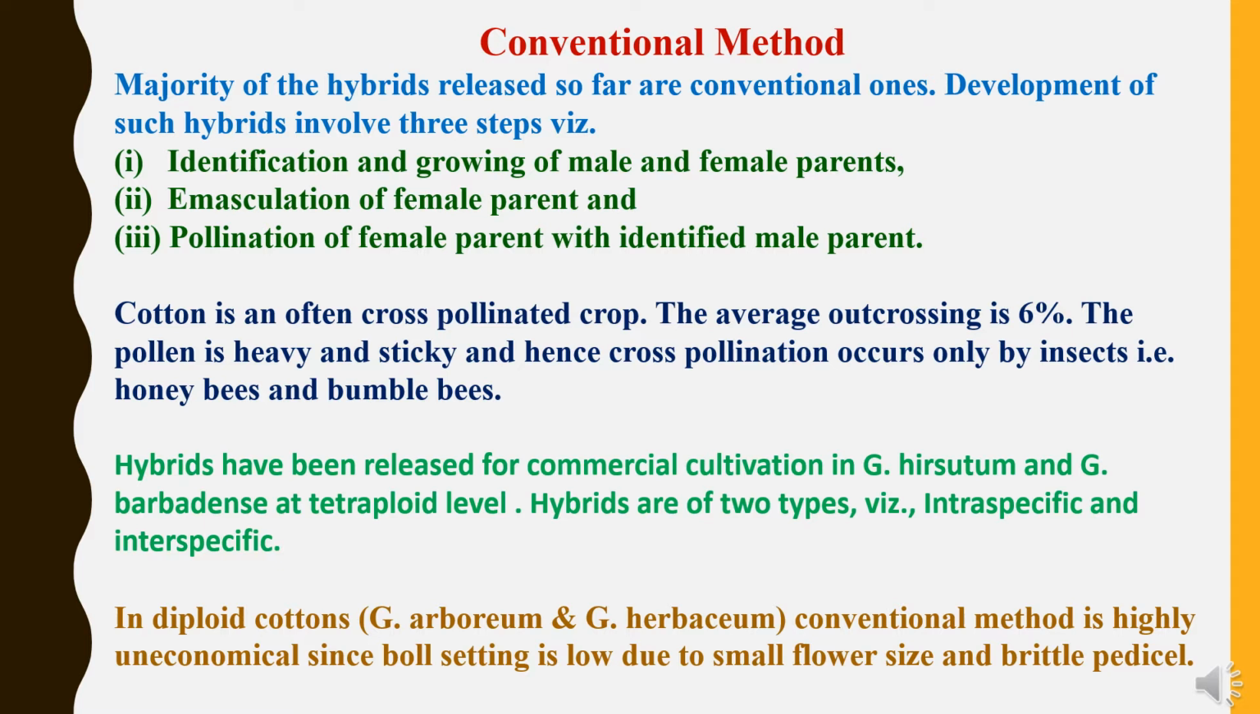These hybrids are of two types: intraspecific and interspecific. Interspecific means hybrids crossed between two different species, and intraspecific means hybrids released by crossing within the same species. In diploid cottons like Gossypium arboreum and Gossypium herbaceum, the conventional method is highly uneconomical because boll setting is low due to small flower size and brittle pedicels.